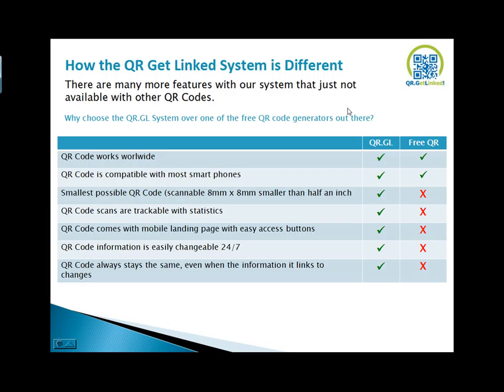The free one is not available. QR code comes with a mobile landing page with easy access buttons like I've showed you in the previous slides. You can't get that with a free QR code. QR code information is easily changeable 24/7. QR code always stays the same even when the information it links to changes. For example, if you put your address and company contact on your product labels and you were to change office or change cities, you could just change the information in your back office. It's that simple.